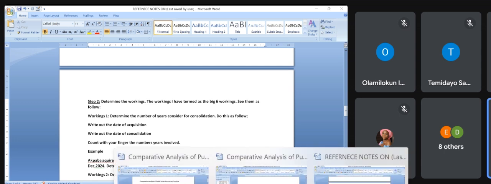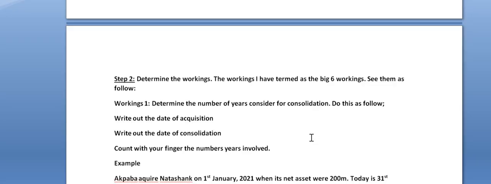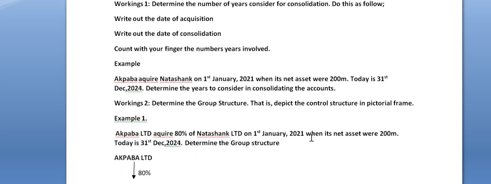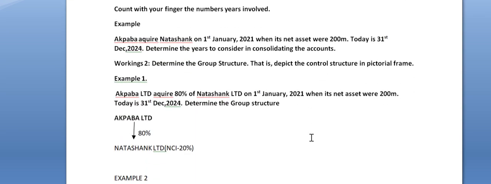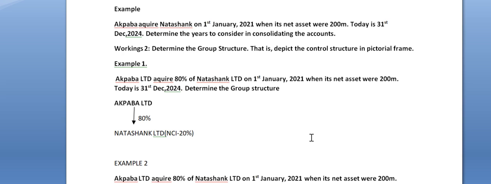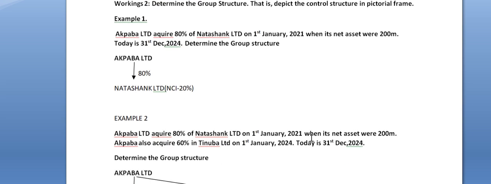So let's go to the second workings. The second workings that you must do is you must be able to determine the group structure. That is number 2. The second workings is to determine the group structure, that is, determine the control structure in a pictorial form. You must be able to tell us in pictorial form what is the structure of the group, that is, what is the control that the parent has over the subsidiary or the subsidiaries, as it were.